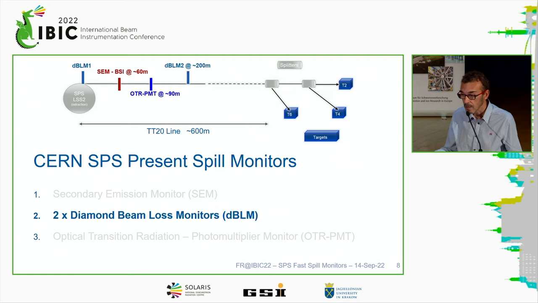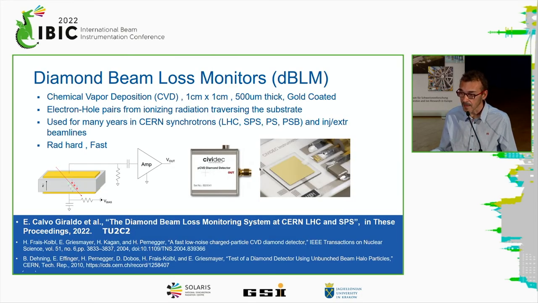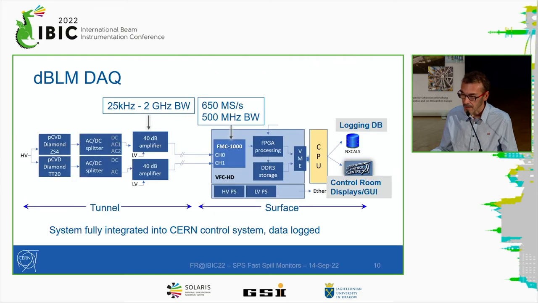Then we have two diamond beam loss monitors. I will go rather quickly because most of you have seen the very interesting presentation from Eva Calvo yesterday. They are based on diamond crystals. They are by definition radiation hard and fast. They are extensively used, as presented yesterday by Eva, in different locations at CERN and also in other facilities. And two of them we have now installed in the transfer line from the SPS to the North Area.